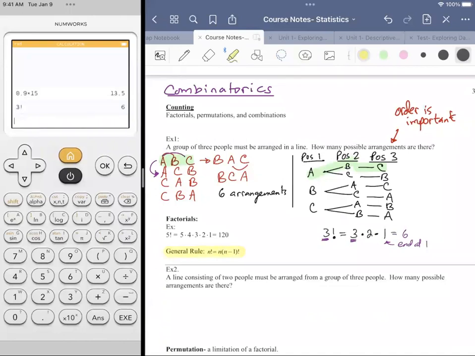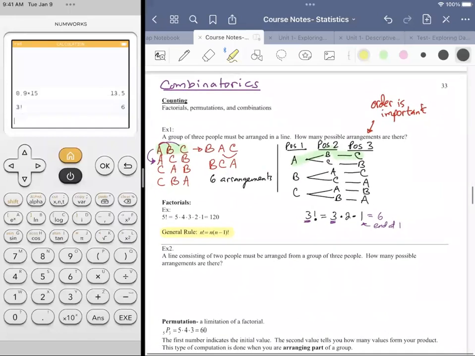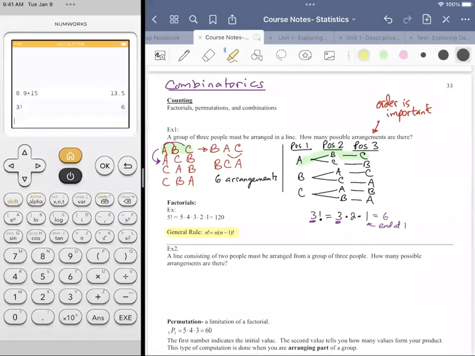But if you have a calculator that knows the general rule and it can apply it for you, that's even better. All right. So that's what a factorial is. What I want to do is create a restriction, or apply a restriction, to that factorial. That's going to get us to the concept of a permutation. But again, let's do a guided example.